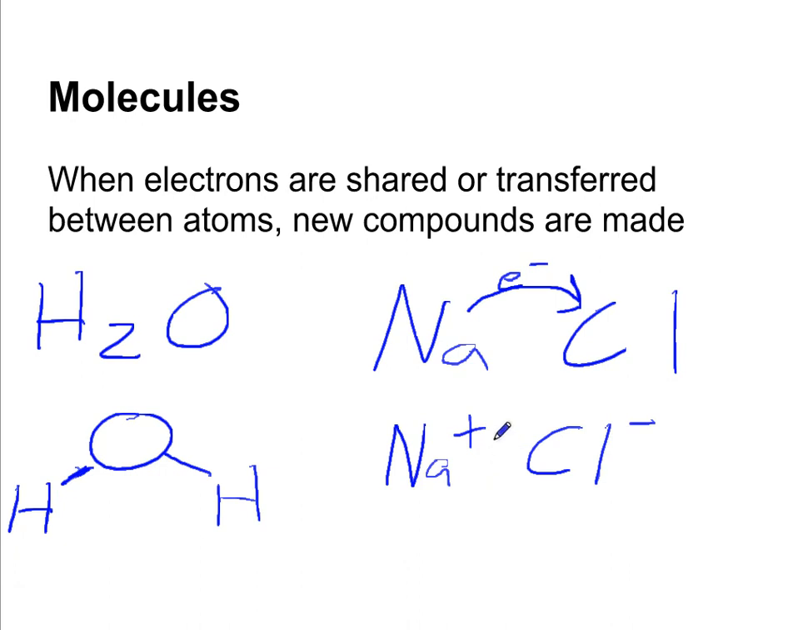The electrostatic attraction between these two is what keeps an ionic bond together, but electrons are not shared. The sodium cation donated that electron to chlorine and turned it into the chloride anion.